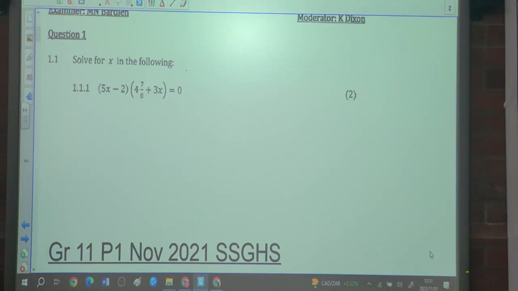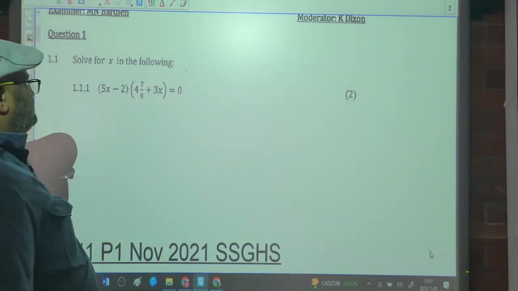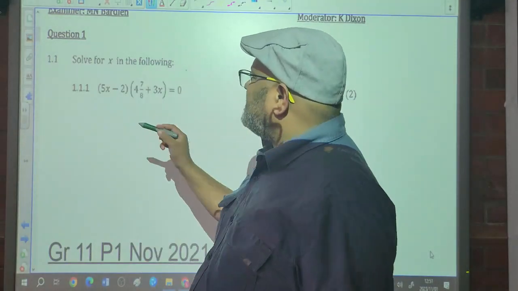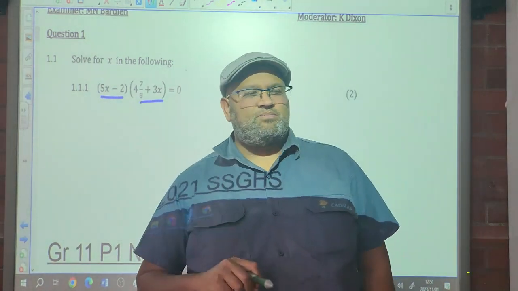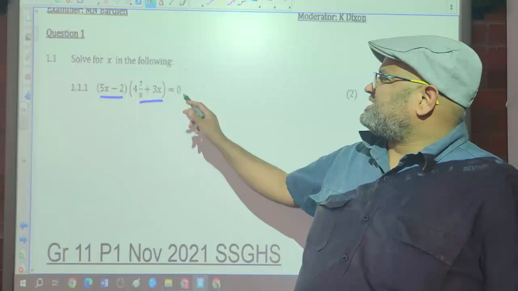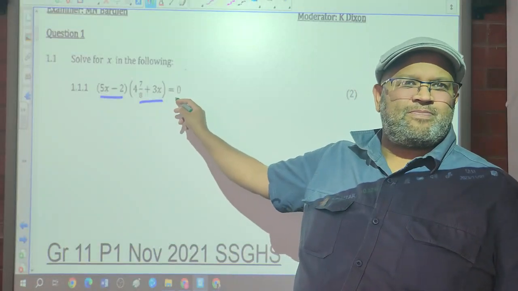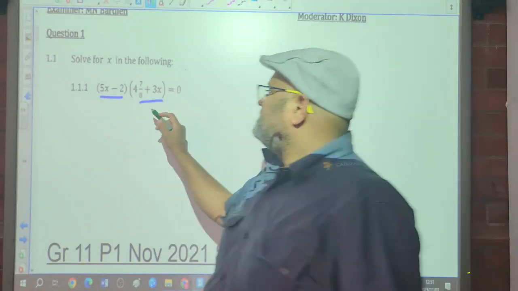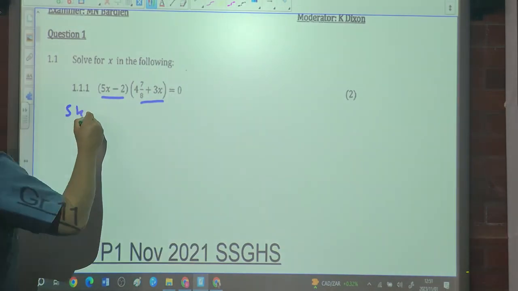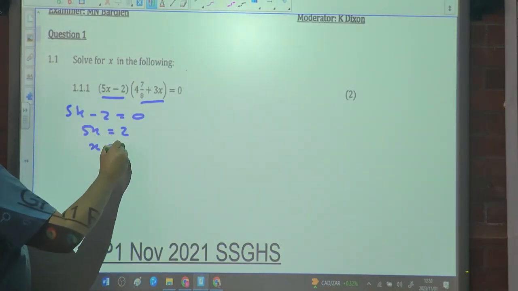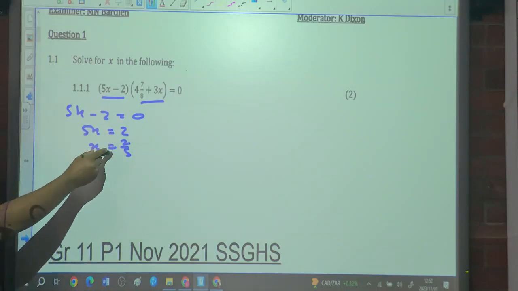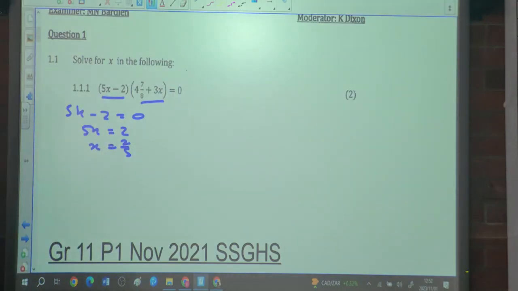Okay. The question says solve for x in the following. So if you look at the first sum here, what do you notice? It's already factorized. So do not multiply it up, unless there was a number other than 0 here. You guys understand? So we can say that 5x minus 2 is equal to 0. So 5x is equal to 2, so x is equal to 2 over 5. Or I could have gone from this straight into that, no problem.